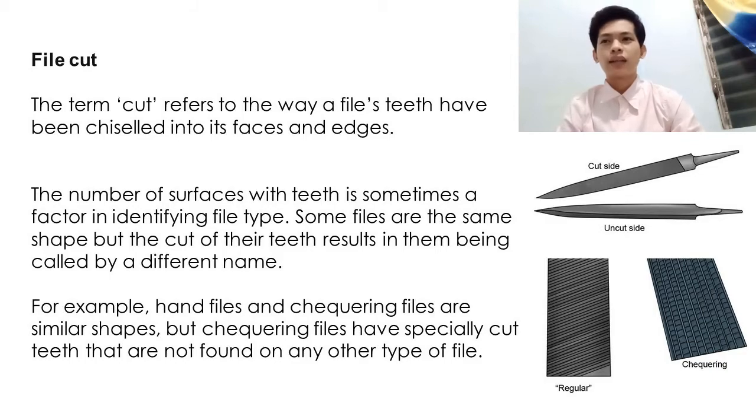Next is the file cut. The term cut refers to the way a file's teeth have been chiseled into its faces and edges. The number of surfaces with teeth is sometimes a factor in identifying file type. Some files are the same shape, but the cut of their teeth results in their being called by a different name. For example, hand files and checkering files are similar shapes, but checkering files have specially cut teeth that are not found on other types of file.